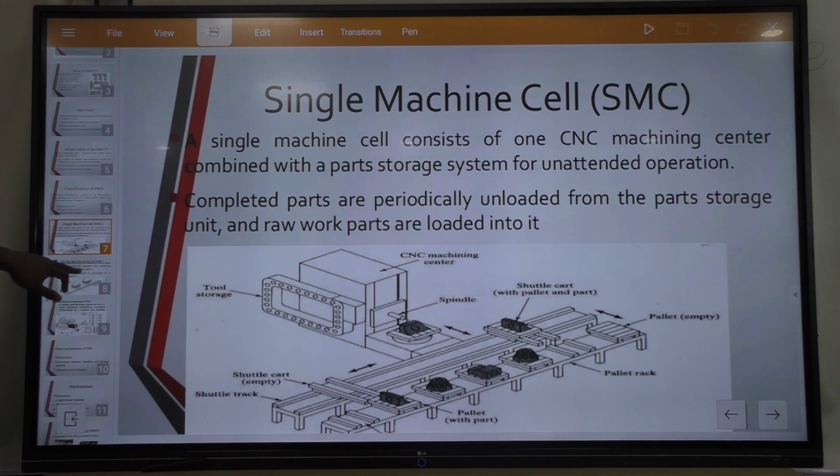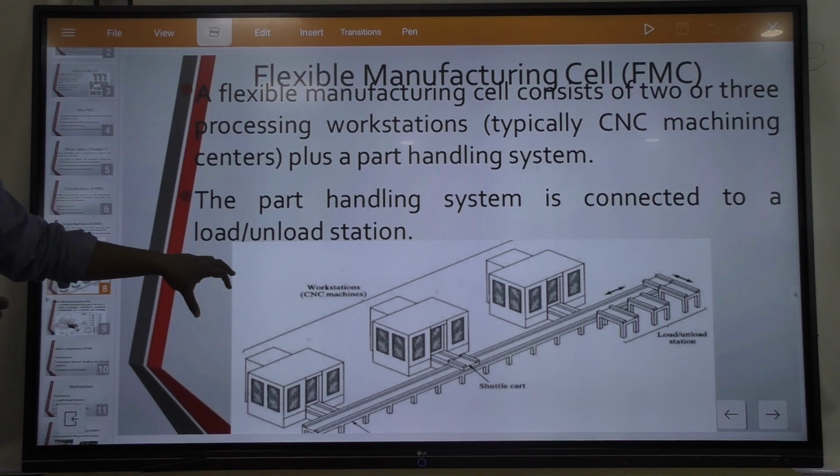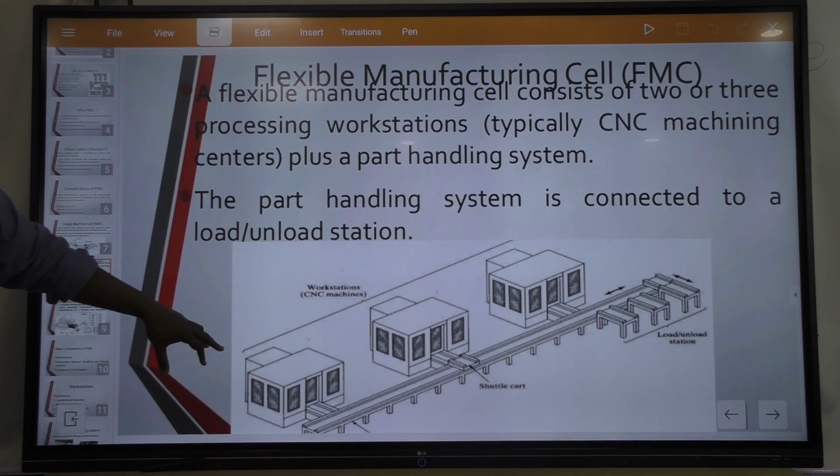Now next one is the flexible manufacturing cell. A flexible manufacturing cell consists of two or three processing workstations, typically CNC machining centers, plus a part handling system. So in the previous single cell, we have seen that there will be a CNC machining center, but in this we have included one more thing, that is the part handling system. So you can see there are different types of machines available, and whatever operation you require at the particular machine, you can directly send the raw material to that machine with the help of this flexible manufacturing cell.